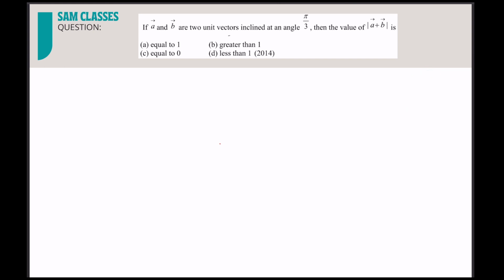So let's see this question. If I have a vector and b vector, two unit vectors they have given, and the angle between is pi by 3. If you just remember the resultant formula, resultant of two vectors is what? Square root of a square plus b square plus 2ab cos theta. See, for unit vectors, this is positive 1, this is positive 1, and this is also positive because cos in the first quadrant is positive.